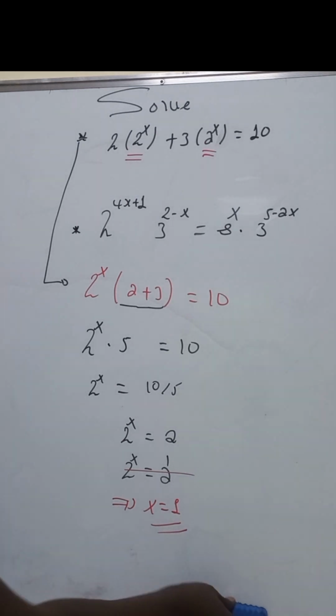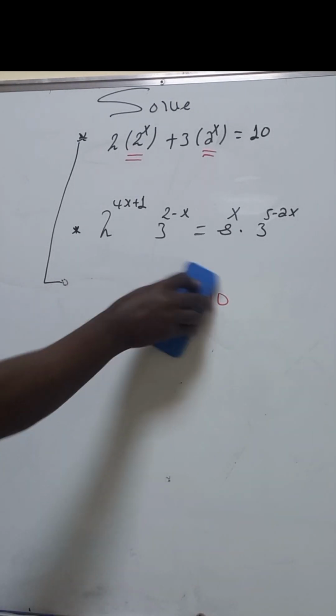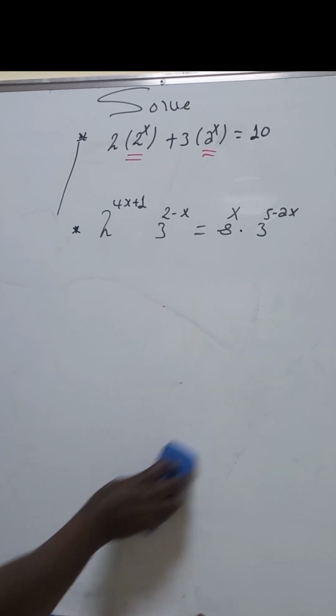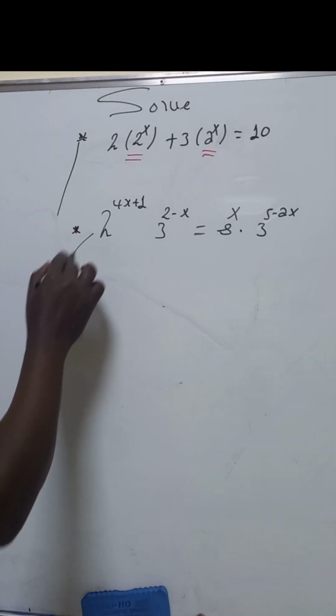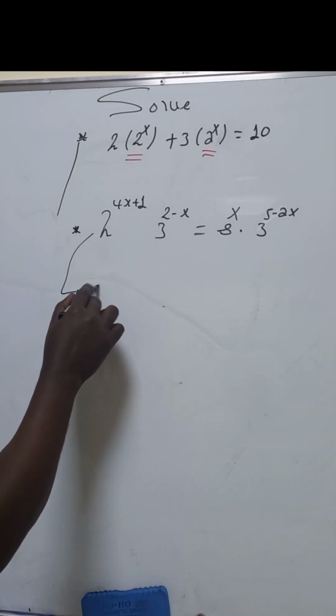This is very simple. Well, now let's see how we are going to do the second problem. Similarly, for the second problem, you have to collect like terms together. So in this case, let me write this problem this way.